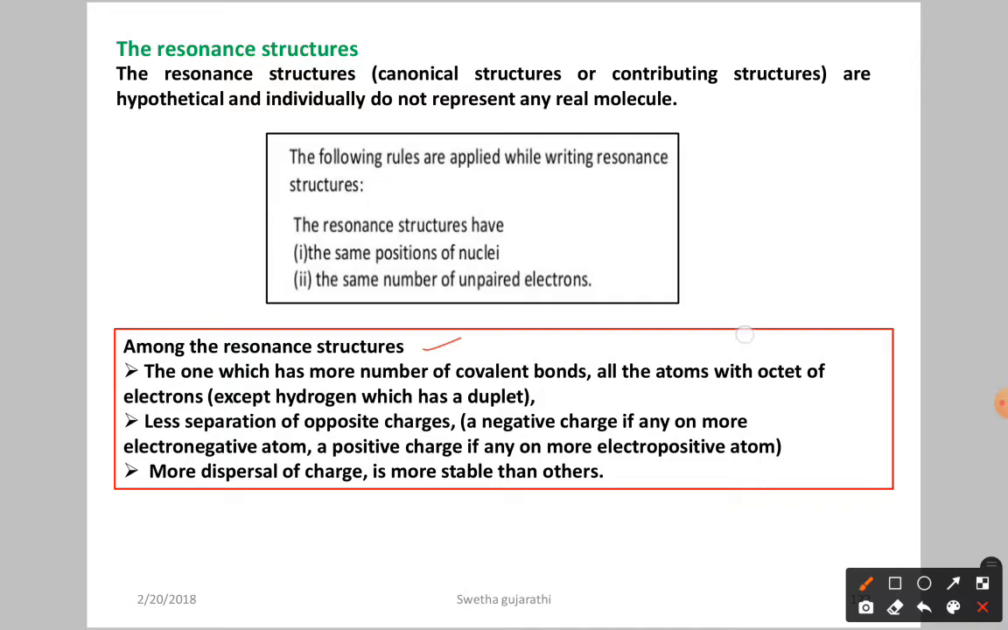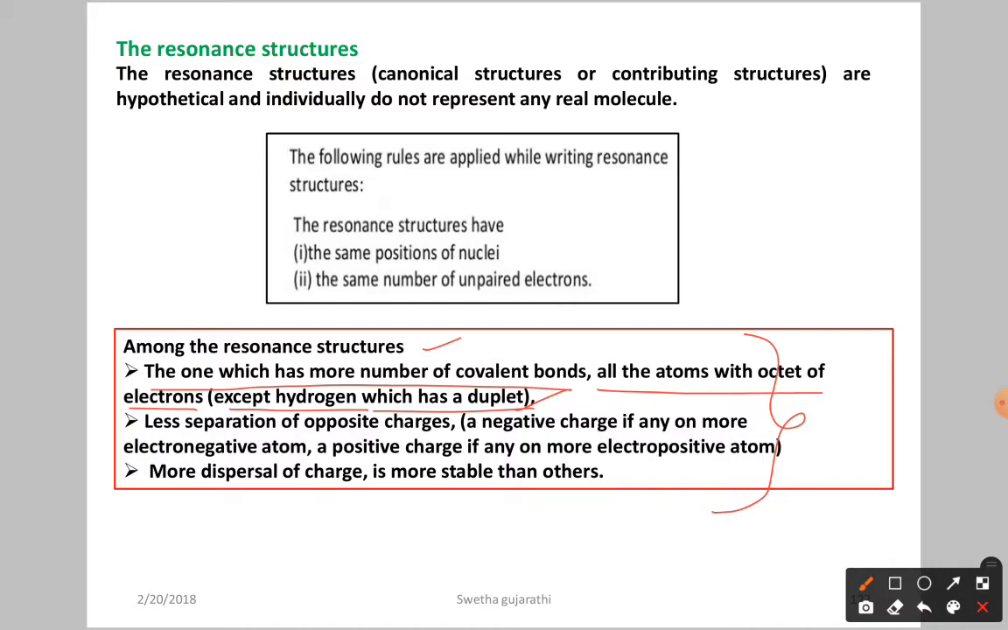Don't worry, based on this we have an example. I will go for the example also. First let me read. The structure which has the more number of covalent bonds means what? All the atoms with an octet of electrons, except hydrogen, which has a doublet. Here hydrogen should have a doublet, and all the remaining atoms should have an octet. Okay, so if it is present, the resonance structure is most stable.